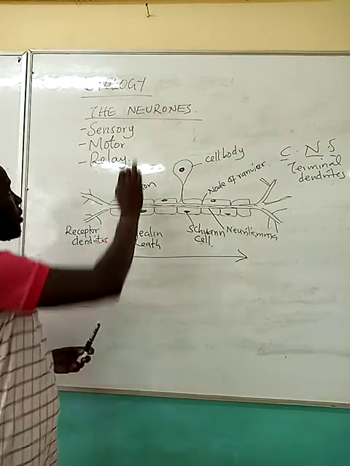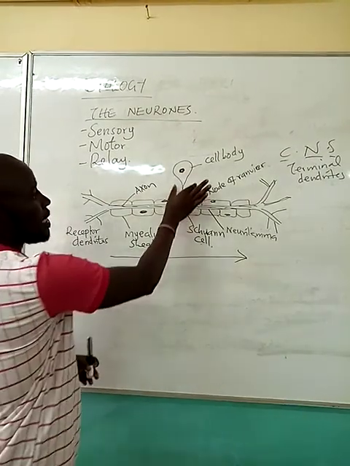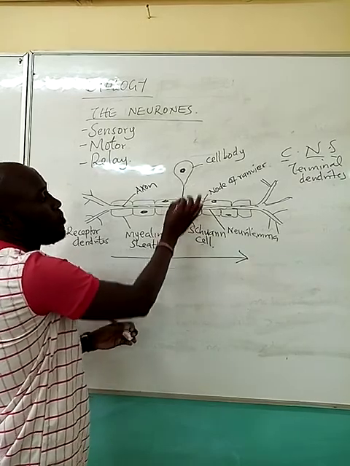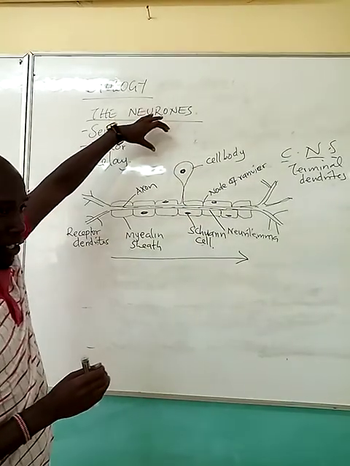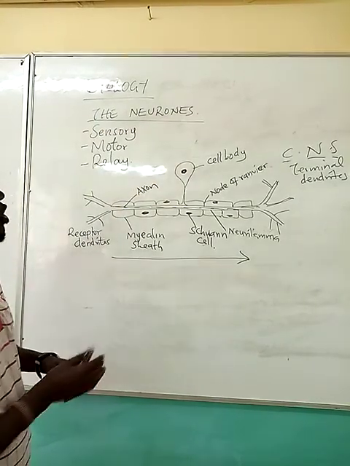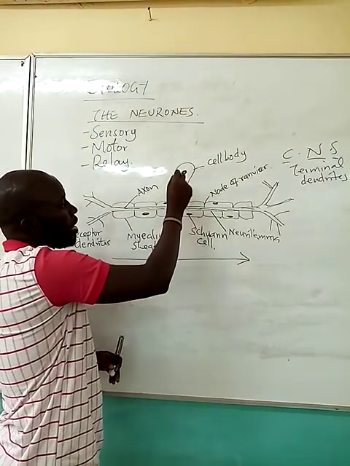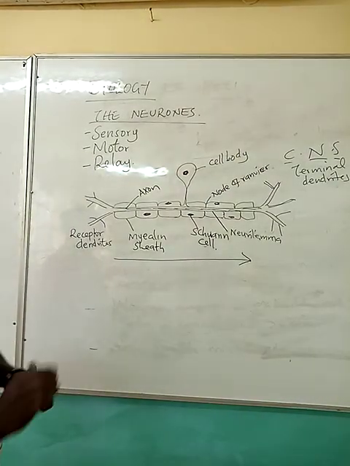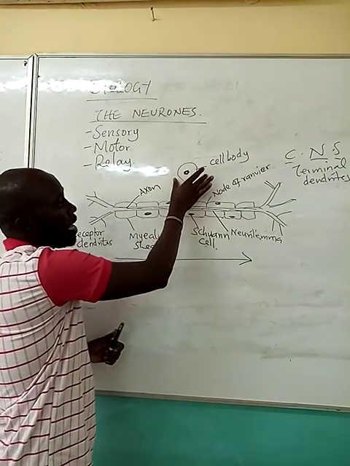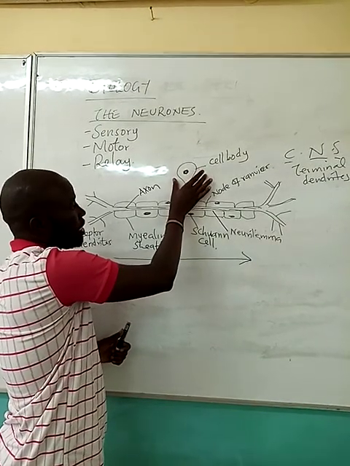So, for example, in a sensory neuron, the cell body is said to be off the axon. So it is off the axon. It is not within the axon. So if you look at it there, any neuron that has its cell body off the axon, we say it is a sensory neuron.